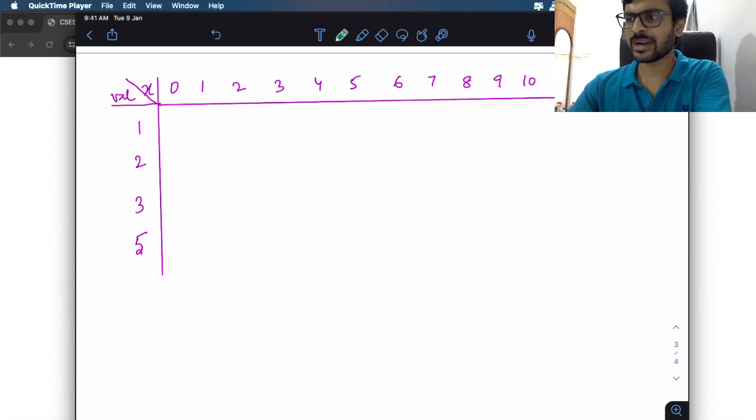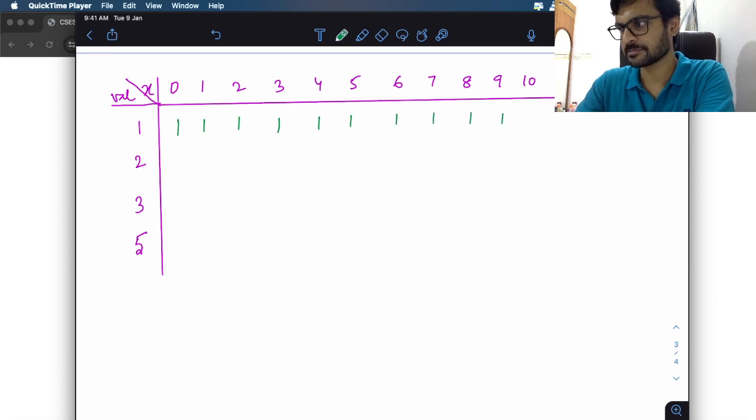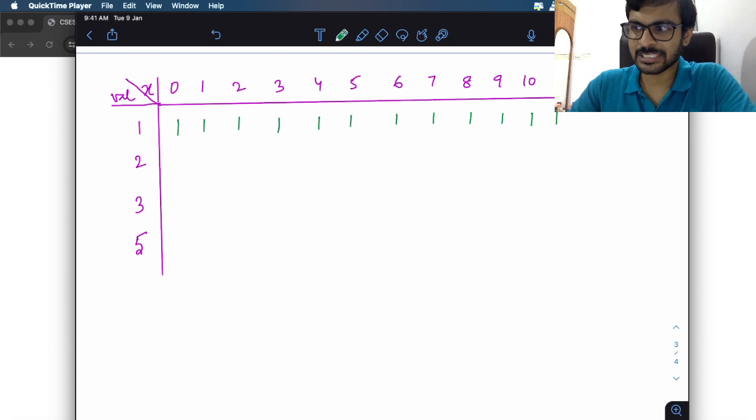So if only 1 is taken, then for 0, 0 can be formed in only one way always. 1 can be formed in 1 minus 1 equal to 0 ways, so one way. 2 can be formed in one way. So using 1, you can form each of them in only one way. It's similar to the previous coin combinations problem that we did.